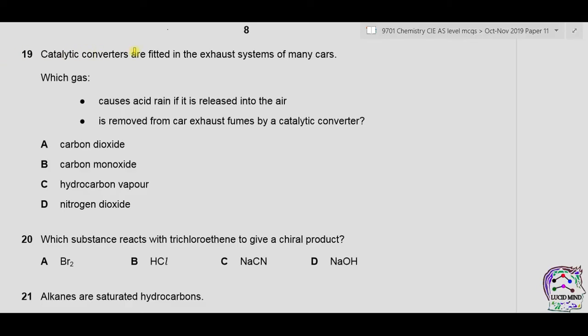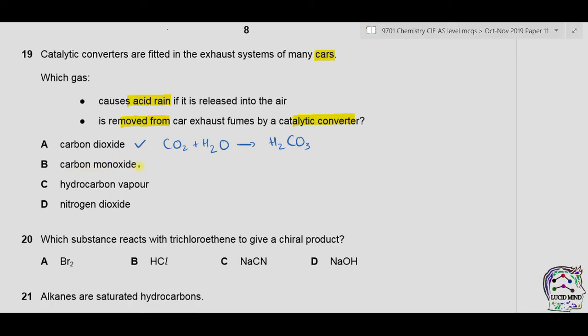Question 19. Catalytic converters are fitted in the exhaust systems of many cars. Which gas causes acid rain if it is released into the air and is removed from car exhaust fumes by a catalytic converter? First one is carbon dioxide. Now carbon dioxide does cause acid rain because it dissolves in water to form carbonic acid, which reduces the pH of water. But second point is incorrect for carbon dioxide because carbon dioxide is the main combustion product, so it is not removed by catalytic converter. So A is incorrect.